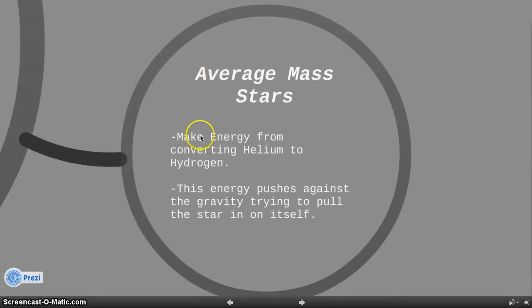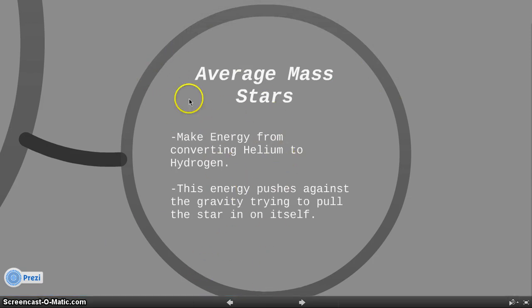So, let's recap this. Average mass stars make energy from converting helium to hydrogen, known as fusion. And this energy tries to push against the gravity of the star. It's kind of a complex idea, but I like to think of a balloon. So the balloon is the sun. We'll use this circle here. The balloon is the sun. And the sun has energy pushing out against the gravity that's holding it in.